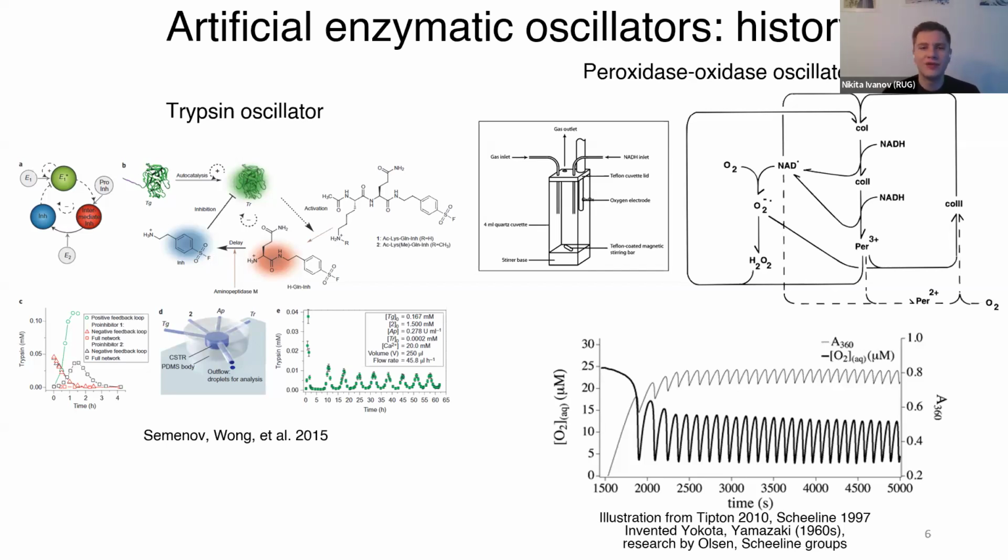And so the first example was discovered, I believe, at the end of the 60s by Japanese scientists Yokota and Yamazaki. It is basically an oxidation of NADH by the oxygen of air in the presence of the enzyme horseradish peroxidase. Works beautifully, and there is a lot of research on that. This reaction possesses a very rich phase diagram with many various states, including double oscillations, chaos, etc.